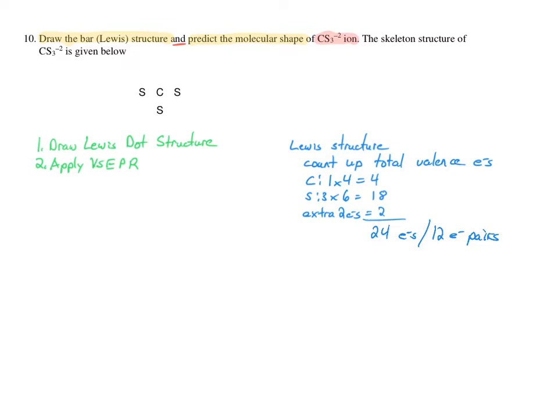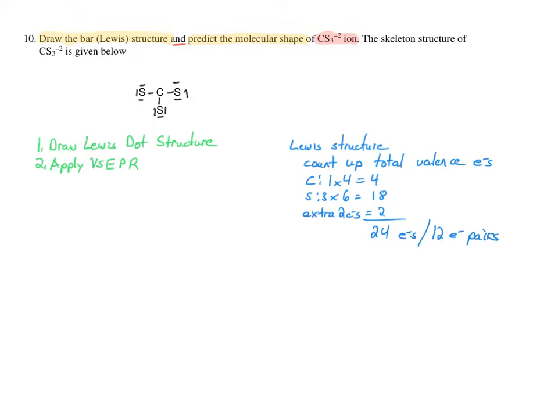Now the first 3 sets of electron pairs are going to be used to connect these atoms. Then we're going to use the remaining electron pairs to complete the octet of the outside atoms. So we have 3, 4, 5, 6, 7, 8, 9, 10, 11, 12.